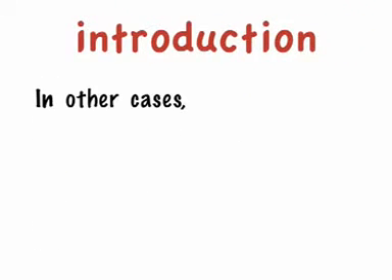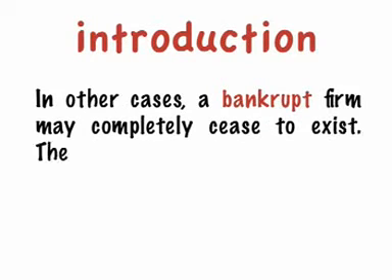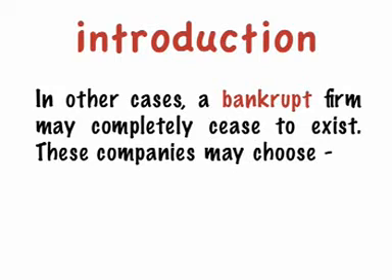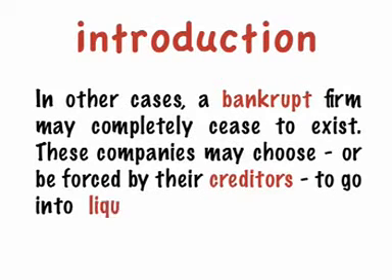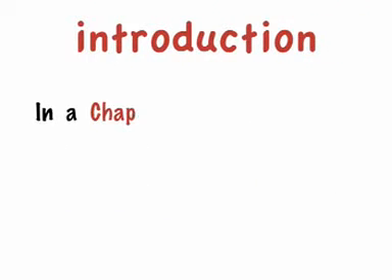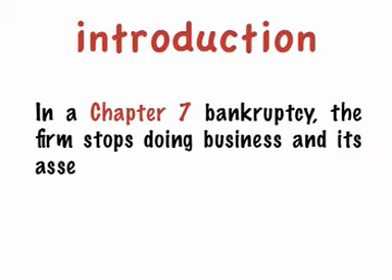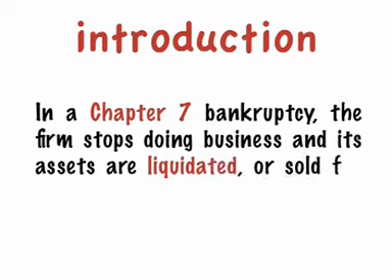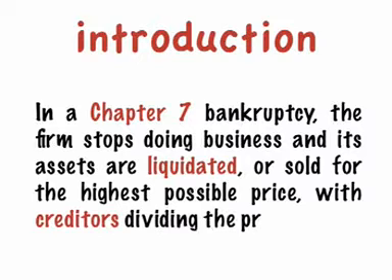In other cases, a bankrupt firm may completely cease to exist. These companies may choose or be forced by their creditors to go into liquidation, also known as Chapter 7. In a Chapter 7 bankruptcy, the firm stops doing business and its assets are liquidated or sold for the highest possible price, with creditors dividing the proceeds.